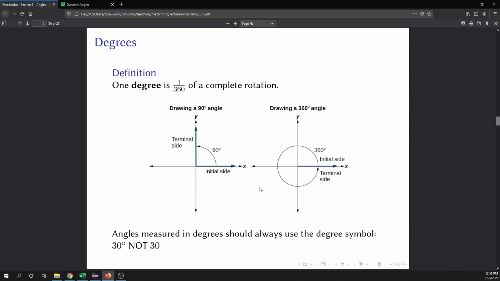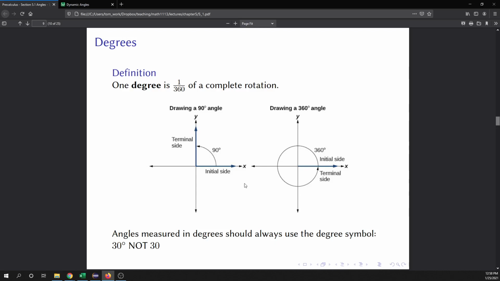All right, so first let's talk about degrees. A degree is just 1/360th of a complete rotation. This is a pretty old way of measuring angles. It goes back to ancient times, and 360 is pretty close to the number of days in the year, so it's probably not a coincidence. It's a really old system of measuring angles, and that's why 360 was used.